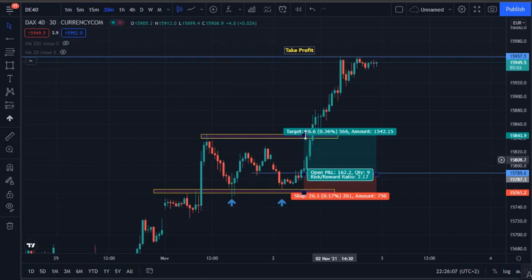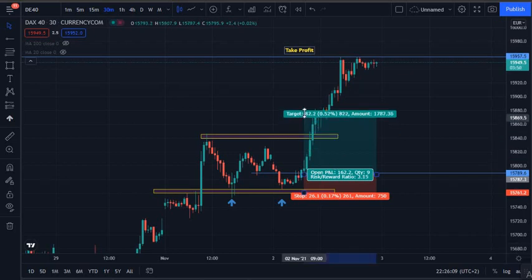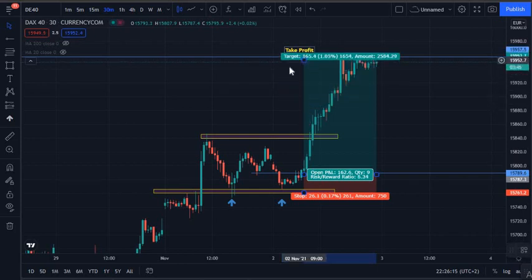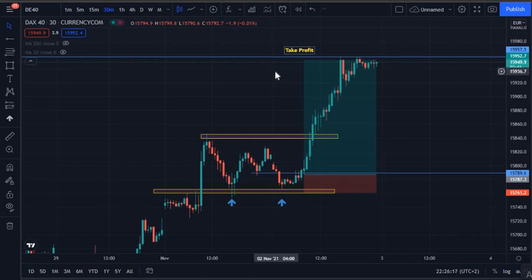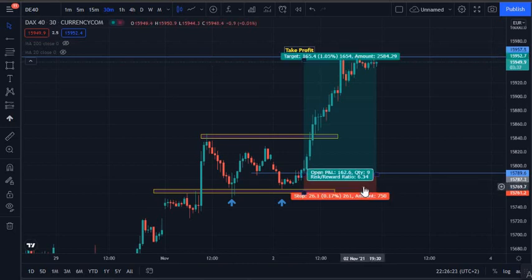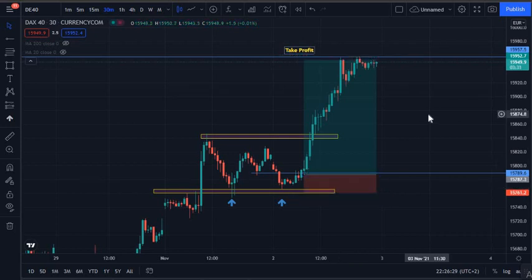Then price finally broke that zone, pushed to the upside. Our next TP was over here, because if you scale up to our higher time frames, this is the next area of value, and this is where price pushed up. And as you can see, this was a very beautiful trade over here, a very beautiful trade. Nice pips were made here.